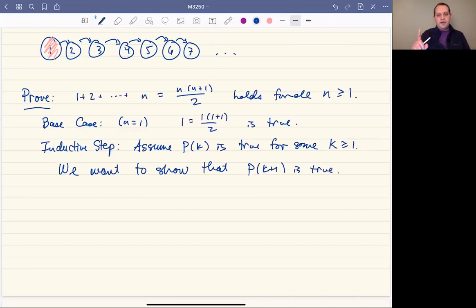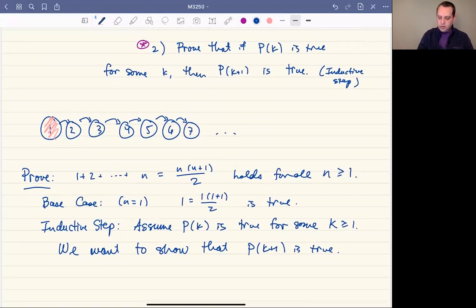Okay? I want to be very careful and very nitpicky here. This is important. I'm not assuming that P of k is true for all k, because that would be circular reasoning. We're trying to prove that this statement holds for all n. So I'm not allowed to just assume it holds for all k or for all n, because that's circular reasoning. We're saying if it's true for some k, then it's got to be true for k plus 1. Okay, that's a distinct idea.